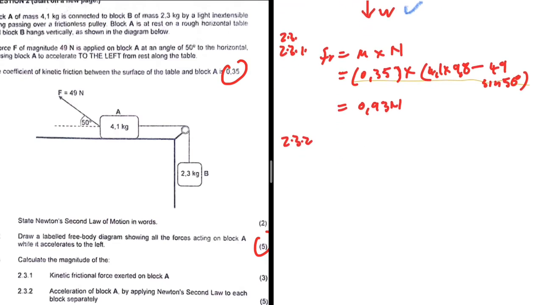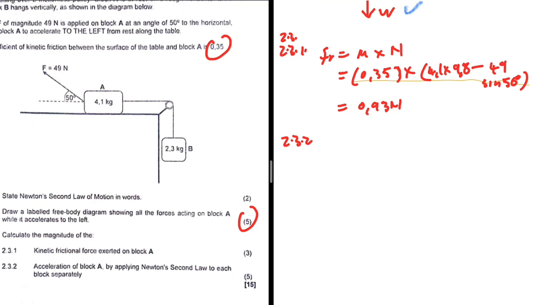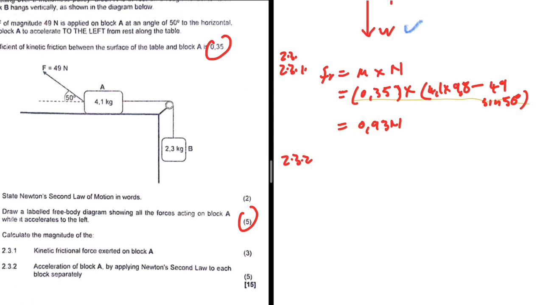But what about 2.3.2? What does the question say? We want to calculate the magnitude of the acceleration of block A by applying Newton's second law to each block separately. I guess people don't know that they're supposed to apply Newton's second law to each block separately. The question even states to apply Newton's second law to each block separately. I thought we all knew that, but it seems like we didn't. But anyway.